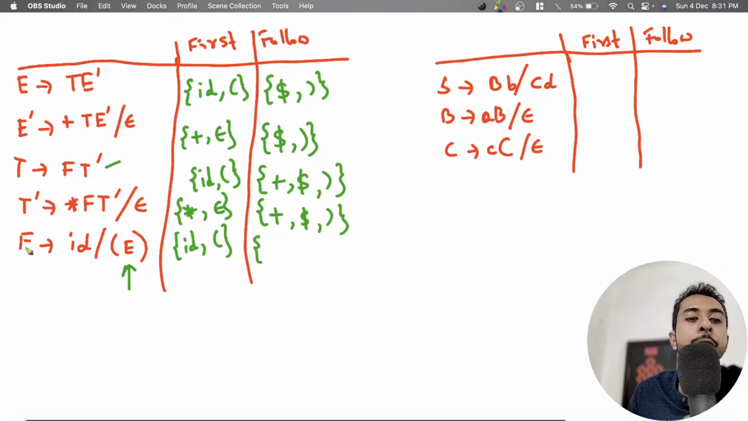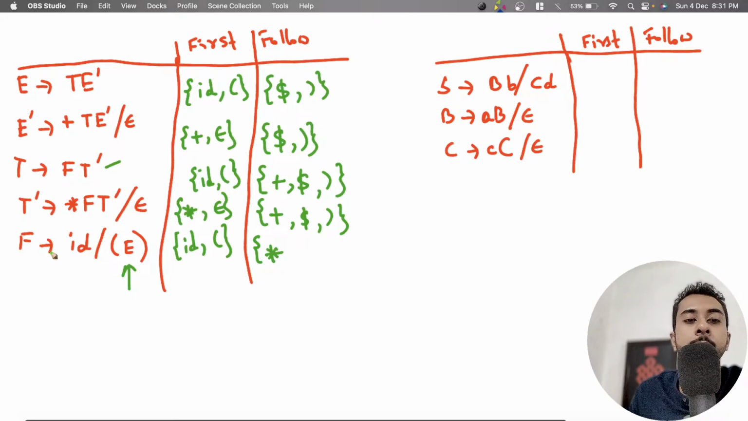Here, follow of F. Where is F present on the right hand side? Here. So follow of F is first of T dash. What is first of T dash? First of T dash is star and epsilon. I cannot write epsilon, so I'll put epsilon here.